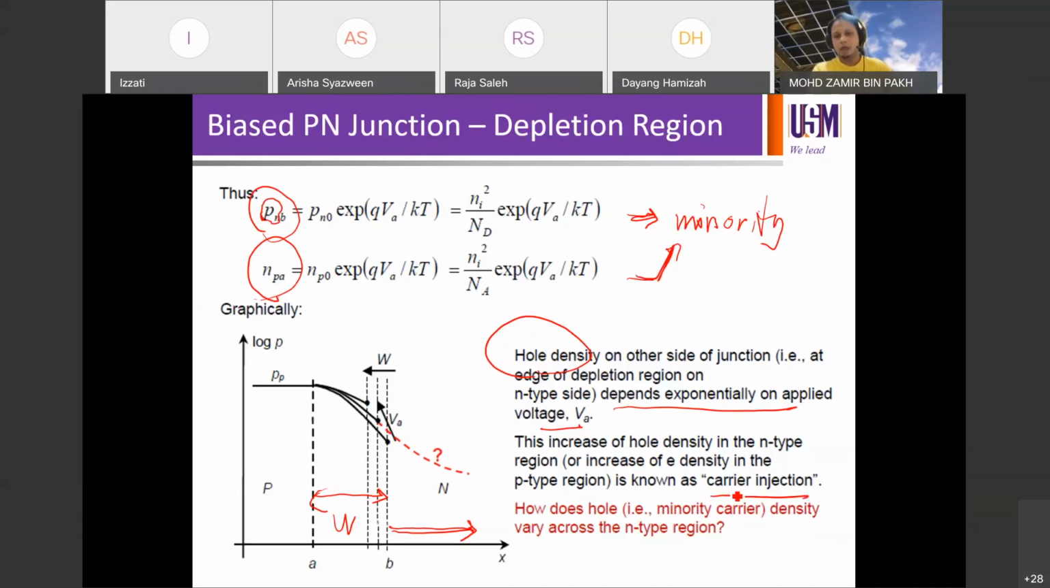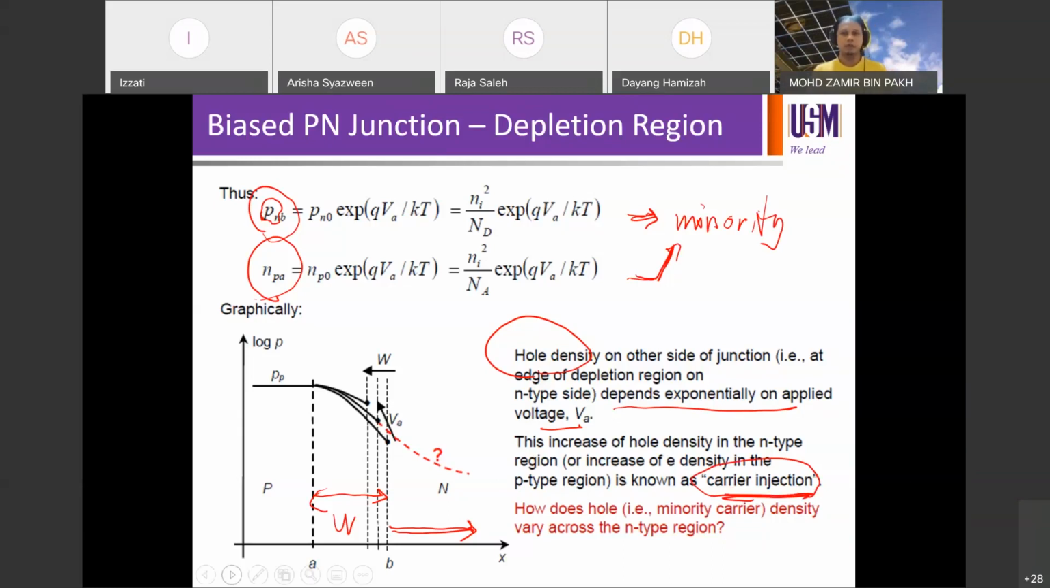So we've discussed a little bit about carrier injection before this, and we said that the moment you apply a sufficient amount of forward bias, you're actually injecting the carriers into the other side of the PN junction, right? So how do we know the magnitude? We need to use this equation and plug in all the necessary details.